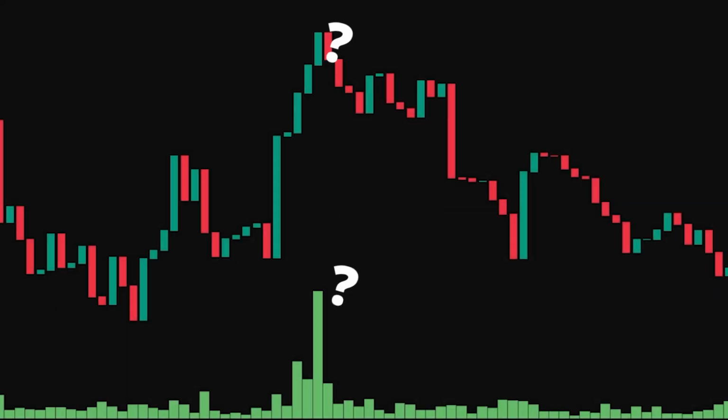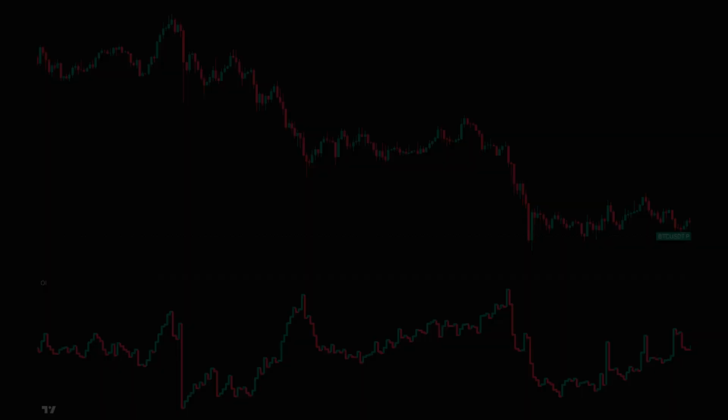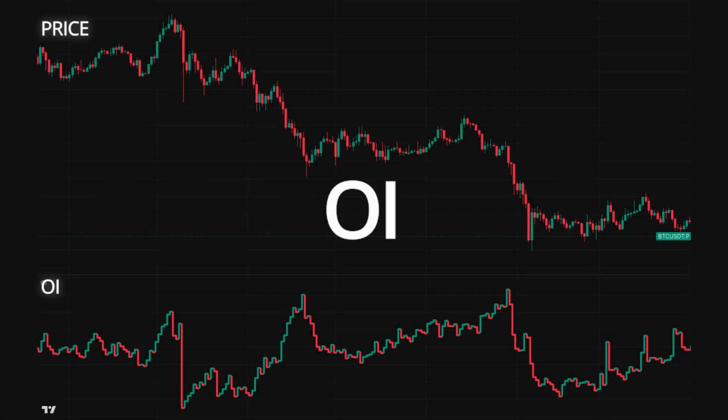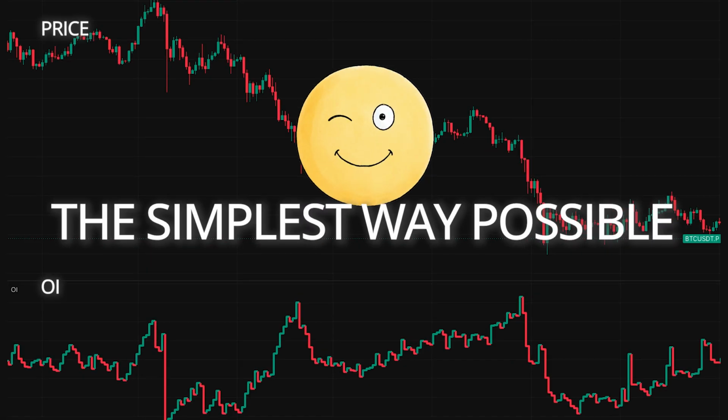Volume never tells you whether it's buy volume or sell volume. All you can do is make an assumption. So is there a way to see what's really happening? The answer is open interest. Most people just call it OI. Don't overcomplicate it. I'll show you the simplest way possible.